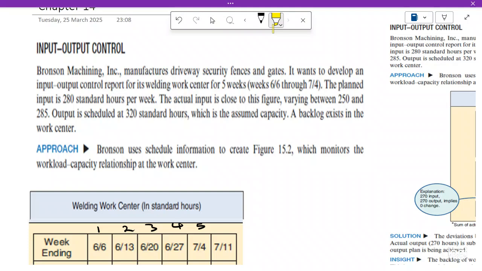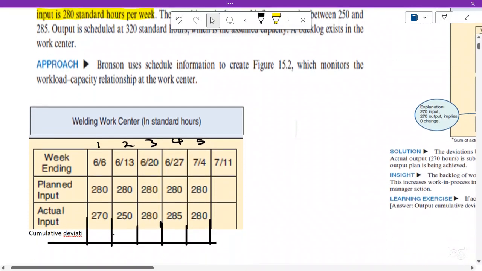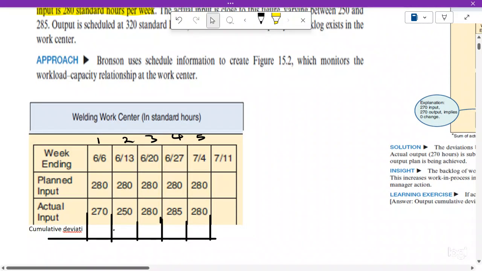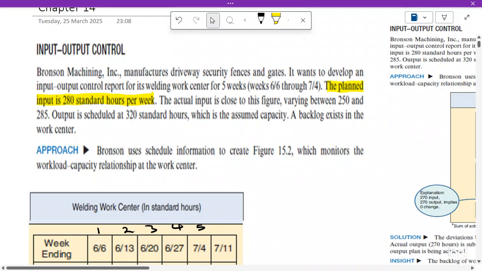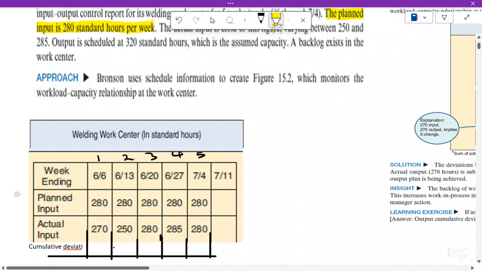You start by highlighting. The planned input is 128 hours per week. Let's confirm it. You see the planned input there, 128 indeed. Then these are the weeks on top, where the actual input is close to this figure, varying from 250 to 285. The actual output, this is what you've planned here. Again, your plan and your actual input.